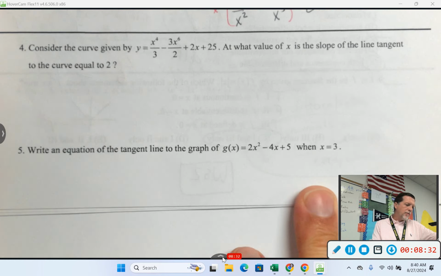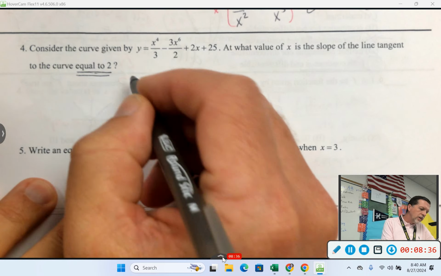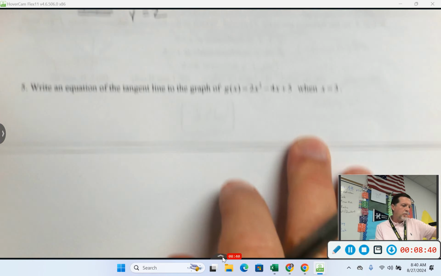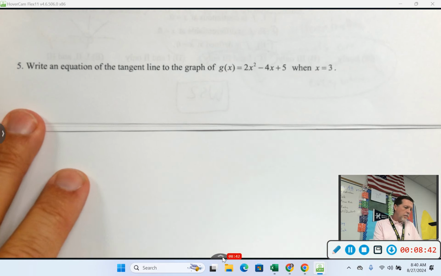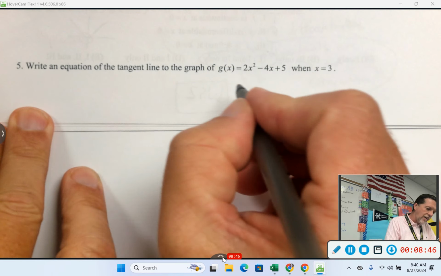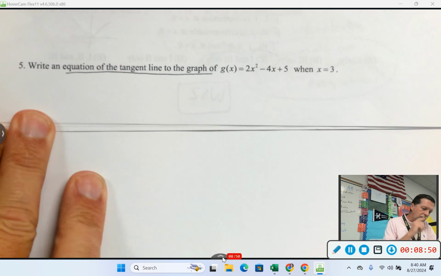Let's skip number 4. It's pretty similar. When is the thing equal to 2? So you would just set your derivative equal to 2. I'm not worried about that. That's similar to what we just did. But number 5 down there, write an equation of the tangent line to the graph when x is 3.